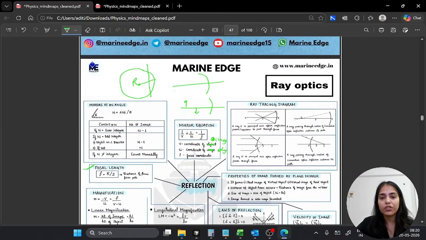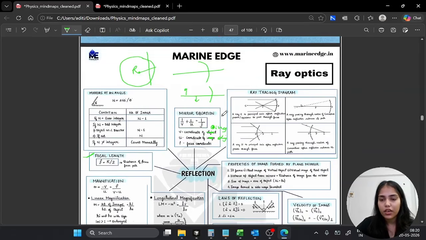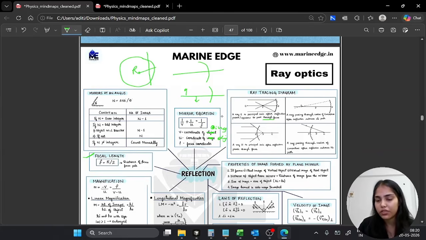Now, moving back to where we were. If a ray is parallel to the principal axis, after reflection it will pass through the focus. If a ray is parallel to the principal axis, in the case of a convex mirror, after reflection it will seem like it is passing through the focus. In a convex mirror, the focus is behind the mirror, right?